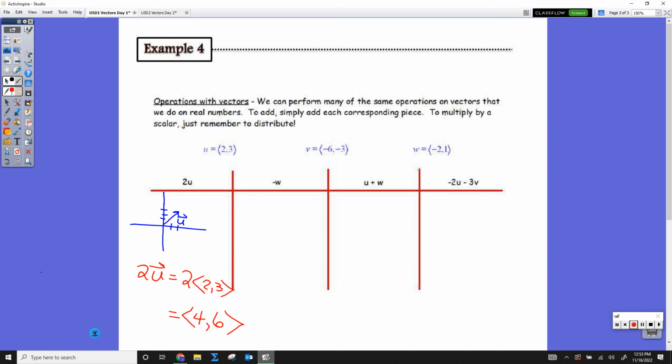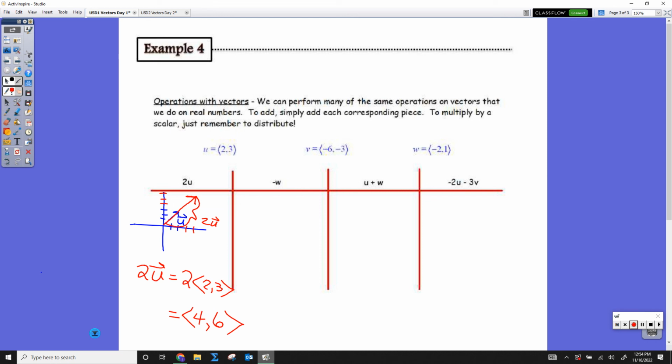So if I go on our graph, I need 2 more units for the 4, and 3 more to get the 6. So 4, 6. I'm going to start from the origin still. I'm going to draw that red one now. This represents 2 times vector U. Essentially, what did we do to our vector? We just doubled it. We just made it twice as long. Magnitude doubled. Did the direction change? No. It didn't change at all, just the magnitude.